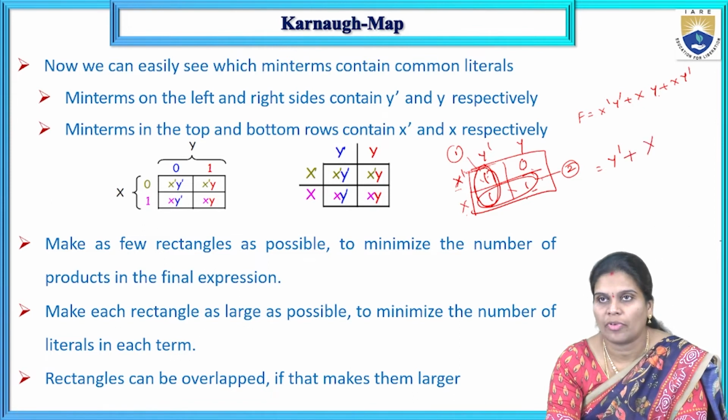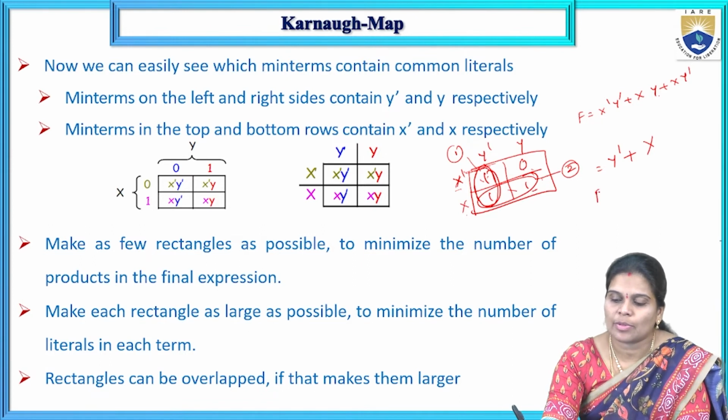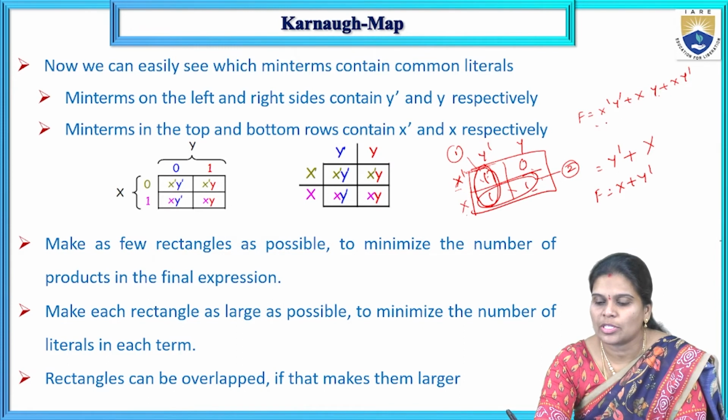So coming to this y, here the y bar is there, here the y is there. So no common y variable. Now the final expression is f equal to x plus y bar. So first, that expression is x bar y bar plus x y bar.